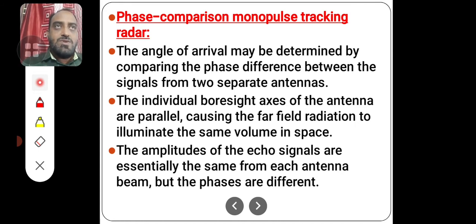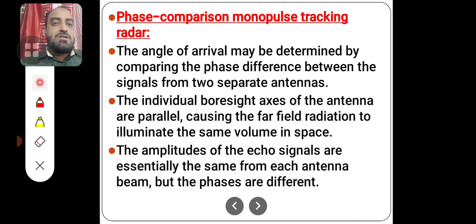We'll use two antennas and we'll identify the path difference between the arrival of the two echo signals. Depending upon the path difference, definitely there will be a phase difference. That phase difference will give you the tracking data of the target.